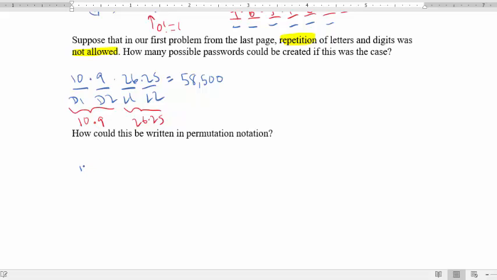So this one was 10p2. And what was 26 times 25? It was the first two factors of 26 factorial, which is 26p2. So this was actually 10p2 times 26p2, which should also be 58,500.